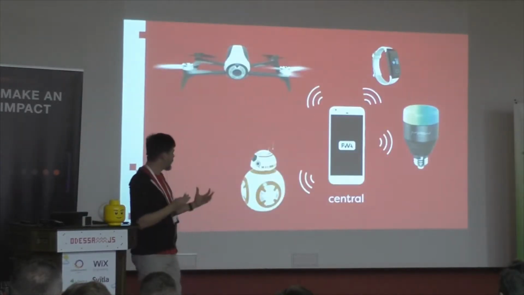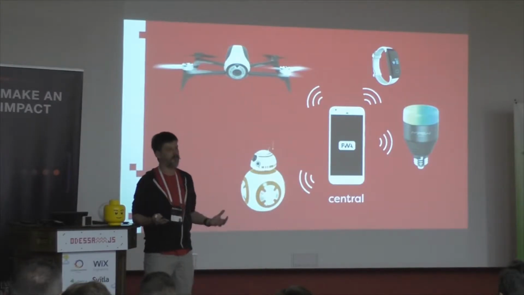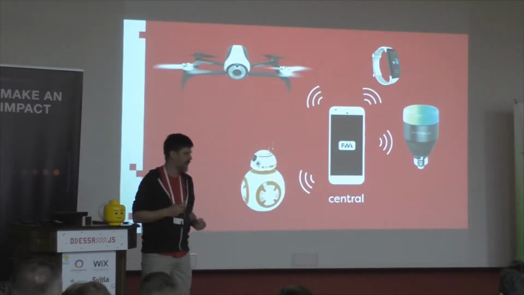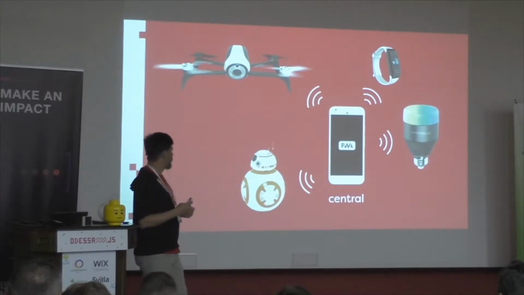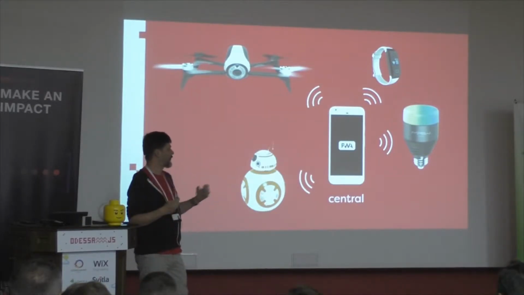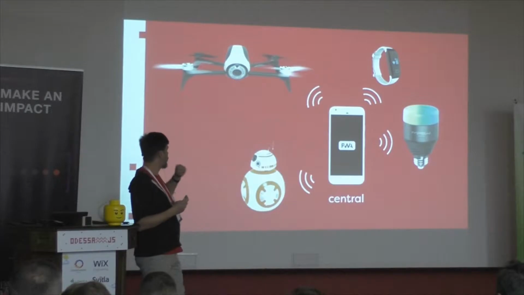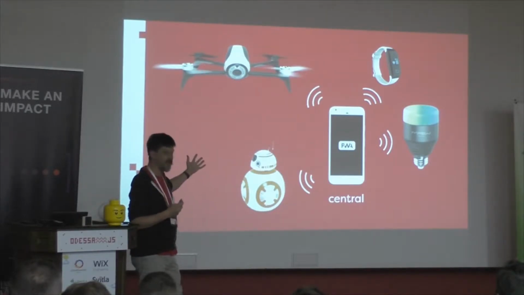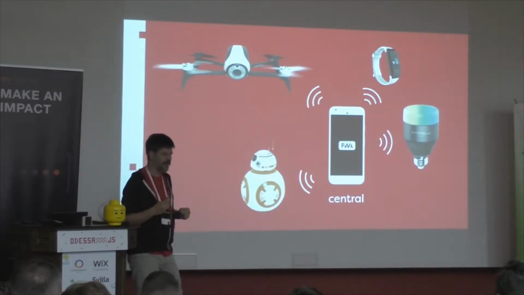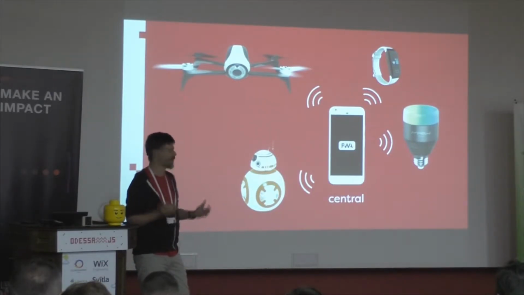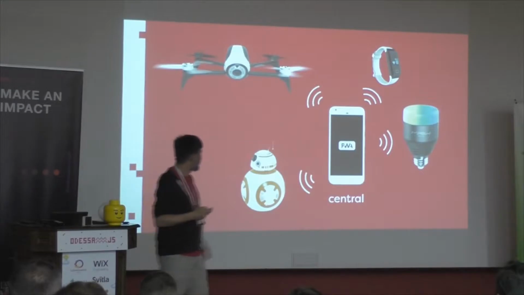Now, a central device can talk to multiple peripherals at the same time. So your central device, your mobile phone, can talk to a light bulb, and it can talk to a drone at the same time even, but the drone can't talk to the light bulb if it wanted to. I don't know why, but it just can't.